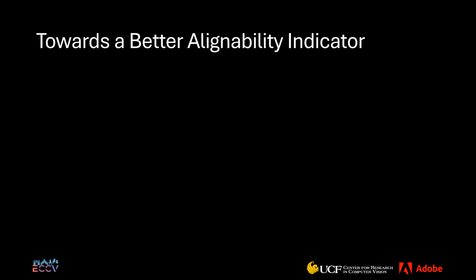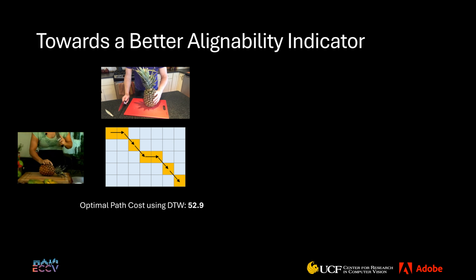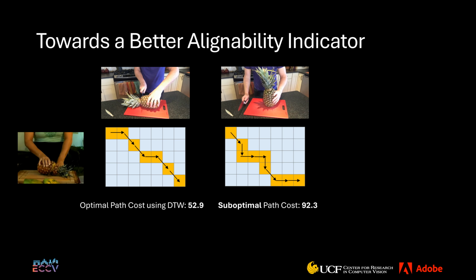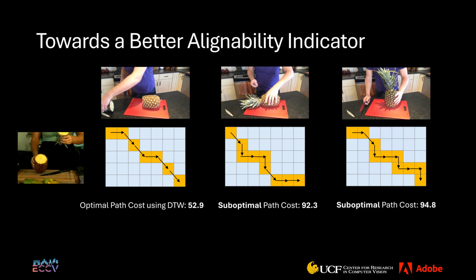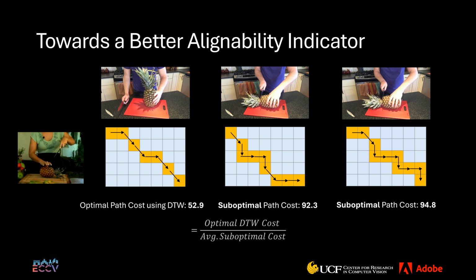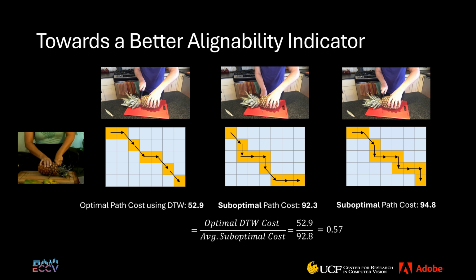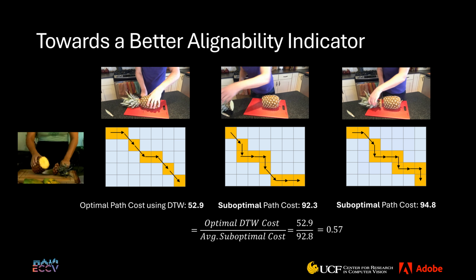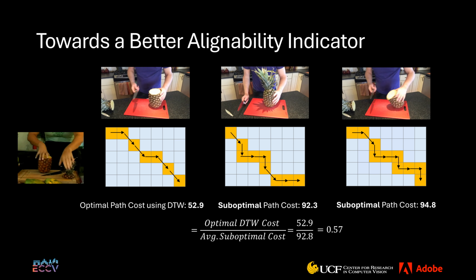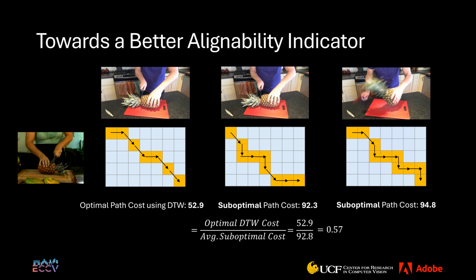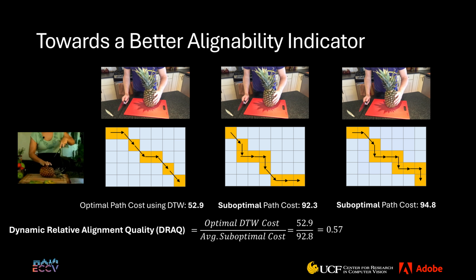To address this limitation of DTW when comparing alignable video pairs, we dive deeper into how the optimal cost is computed. In addition to the optimal path, we also generate multiple random paths that represent suboptimal alignments. The idea is to normalize the optimal path cost by averaging the costs of these suboptimal paths. This normalization helps mitigate the influence of visual similarity and video length, making the alignment costs more comparable across videos. We call this new metric Dynamic Relative Alignment Quality, or DRAQ.